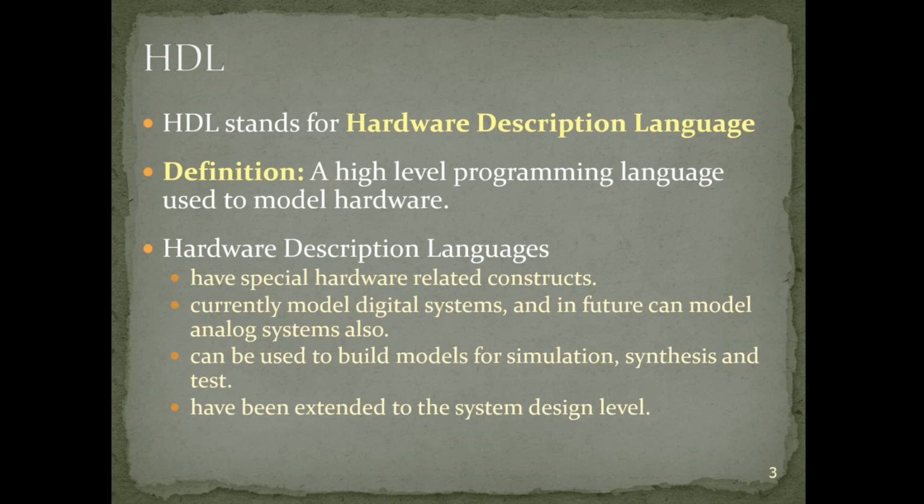Hardware description languages, unlike languages like C, for example, have some very special hardware-related constructs and behave in a very special way as well. Currently, hardware description languages are really meant to assist with designing digital systems. In the future, they might well be extended to modeling analog systems as well. But for the time being, they are all about creating digital designs.